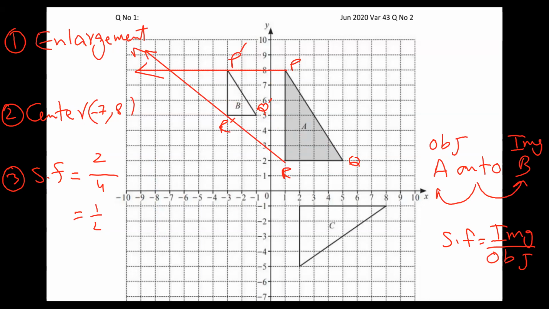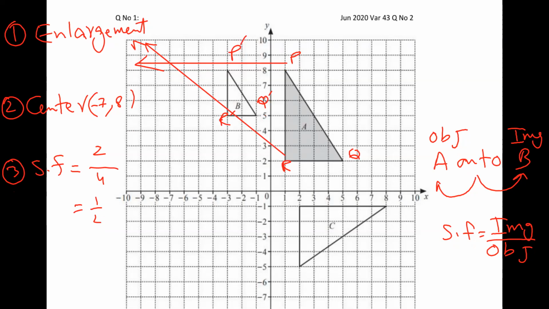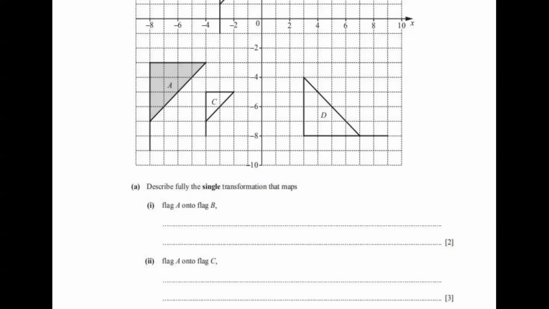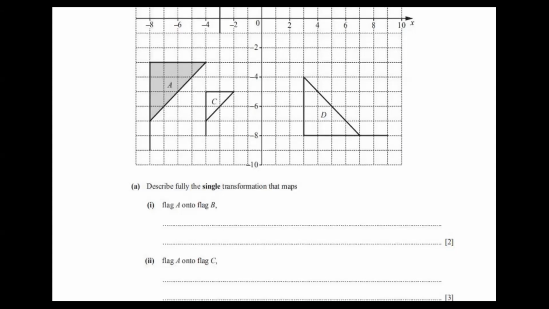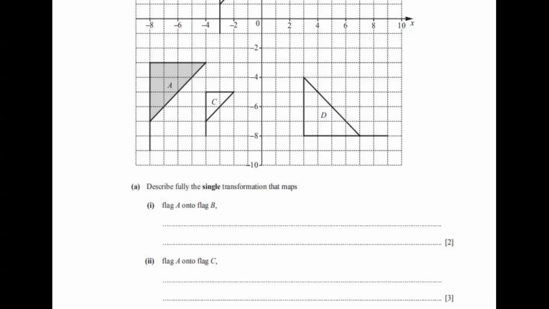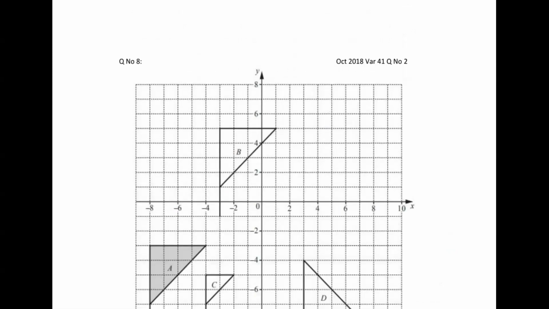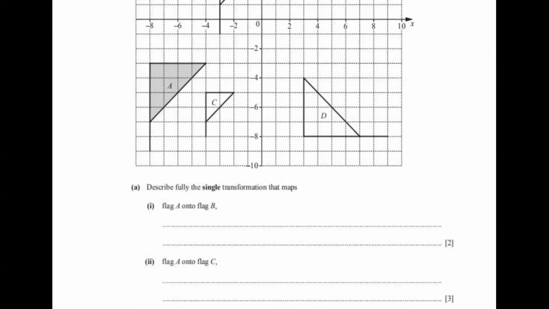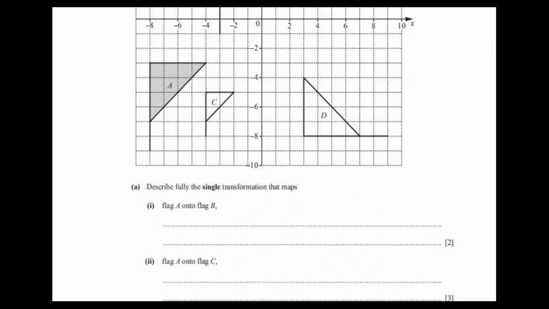Okay. So now this point is clear. Let's talk about some other questions of the same category. So let's start, student. We have another question. You can see that it came in October 1841 variant, question number 2. Okay, how to do this kind of question?